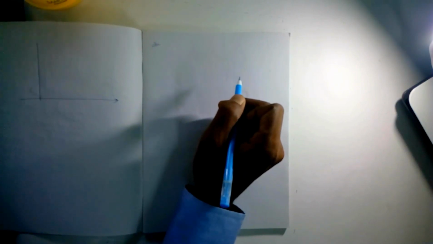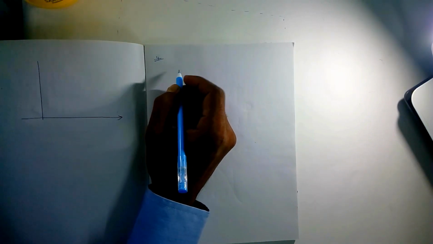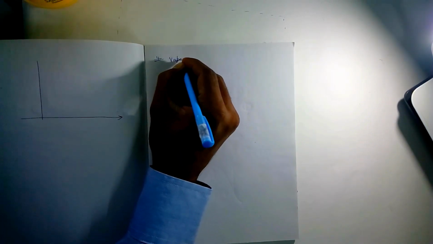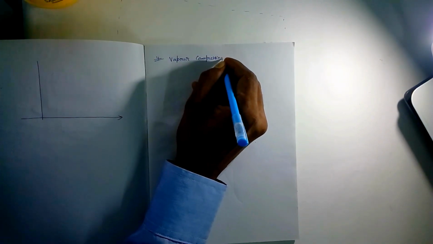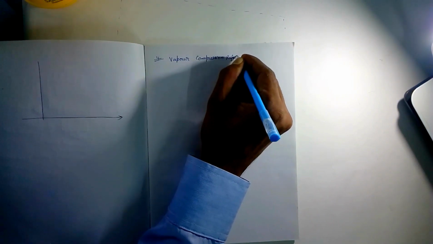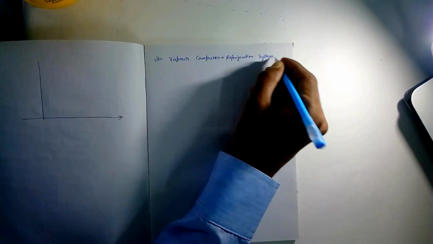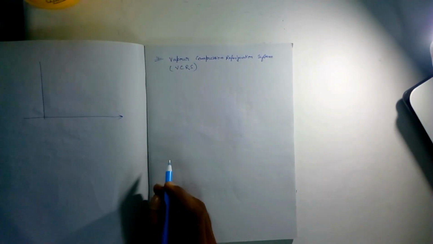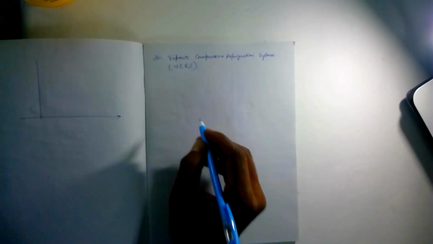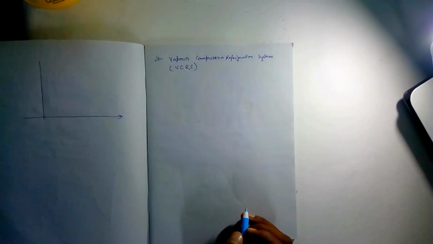I am going to tell you about the VCRS, which is the Vapor Compression Refrigeration System. So let me first draw the schematic of the vapor compression refrigeration cycle, then I will explain the working function of every component one by one, and then I will draw the property diagram.